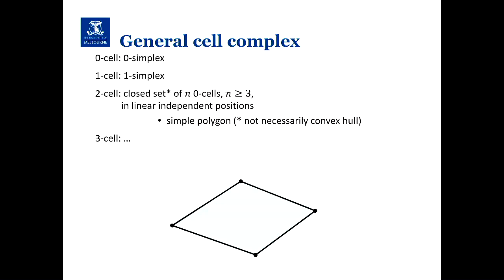The most basic simplex is the 0-simplex, which is a point. The second basic simplex is the 1-simplex, which is 2 points that can form a line. And the third one is 3 points that can form a triangle.